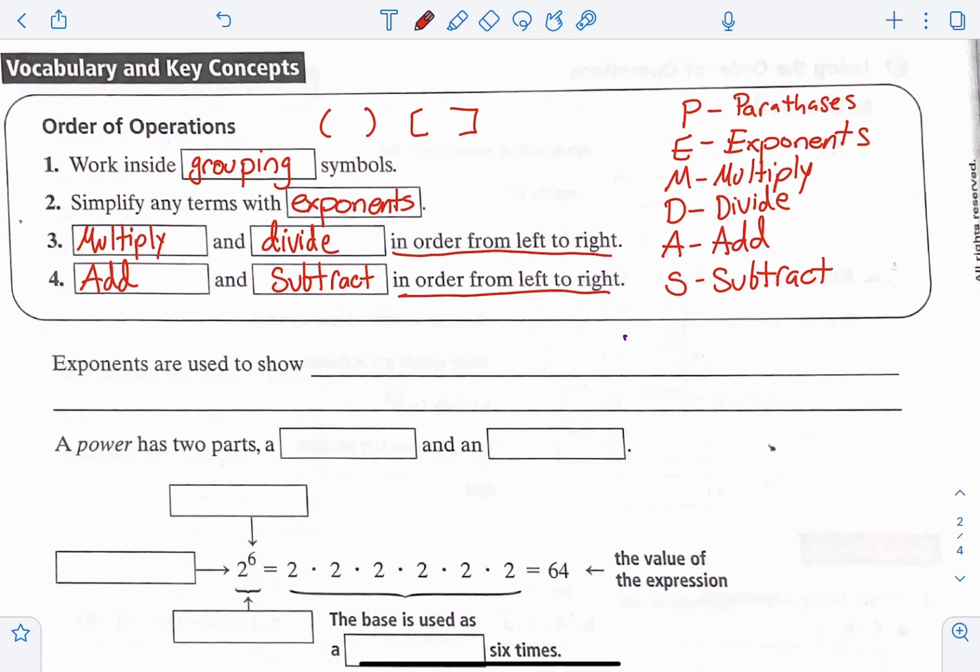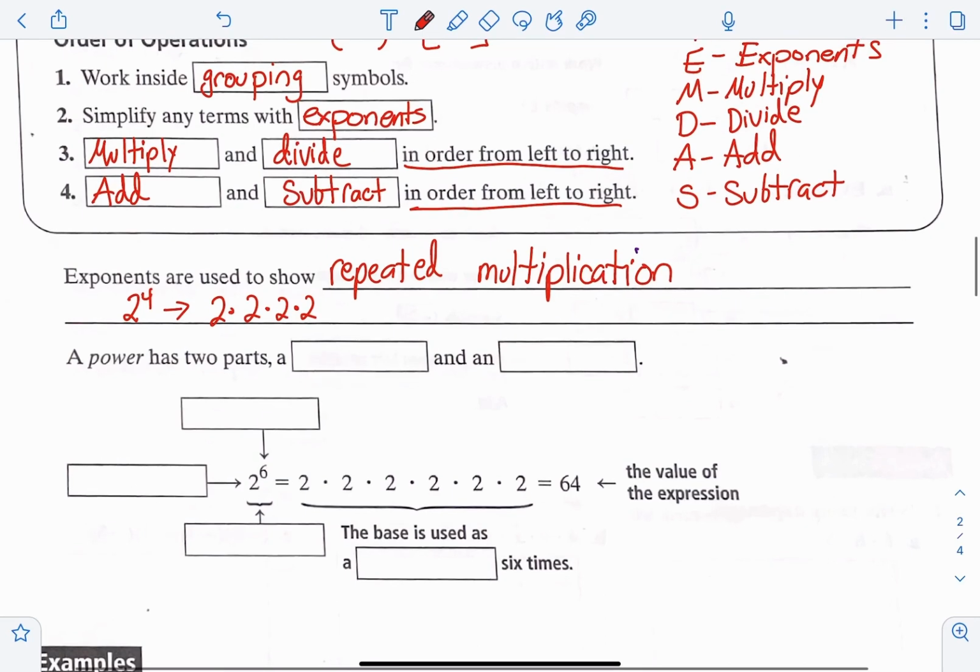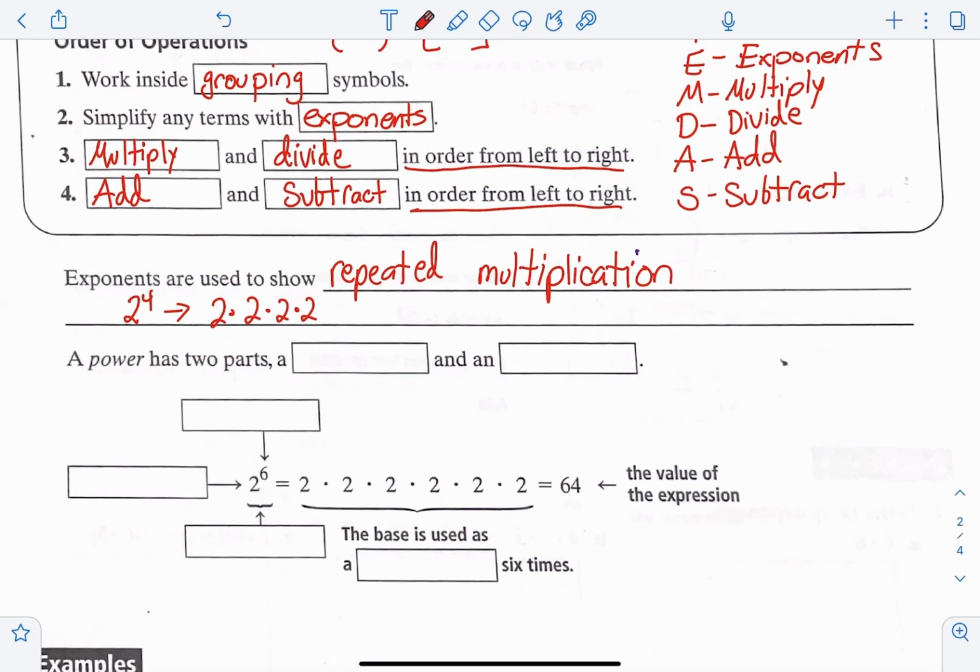Exponents, we've seen some of those, but exponents, to remind us, are used to show repeated multiplication. So, for example, 2 to the 4th is really 2 times 2 times 2 times 2. Okay, so it shows repeated multiplication. It's written as a power that has two parts. It has a base and it has an exponent.